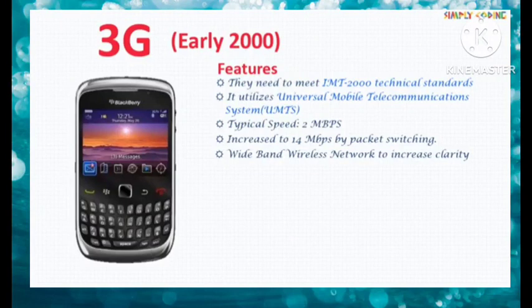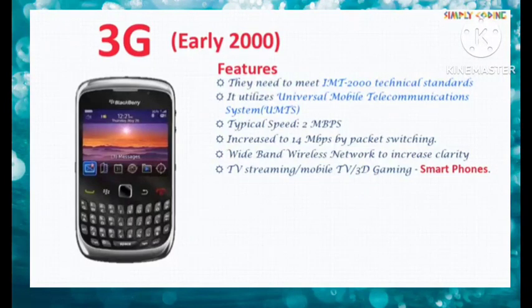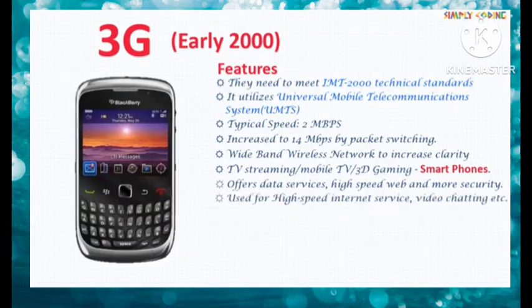It used a wideband wireless network with which clarity is increased. It allowed TV streaming, mobile TV, and 3D gaming, so 3G phones were called smartphones. It also offered data services, high-speed web, and more security. It could be used for high-speed internet service, video chatting, etc.